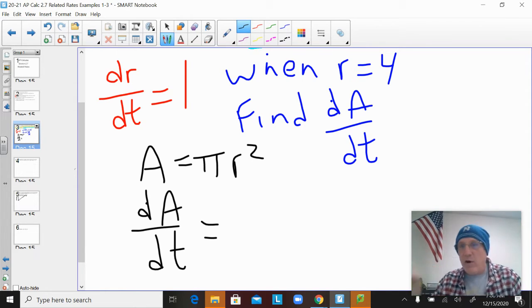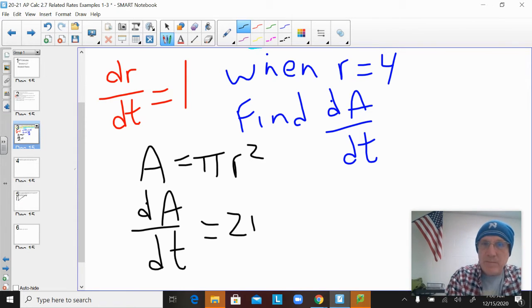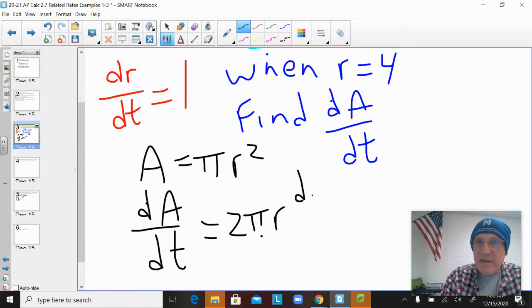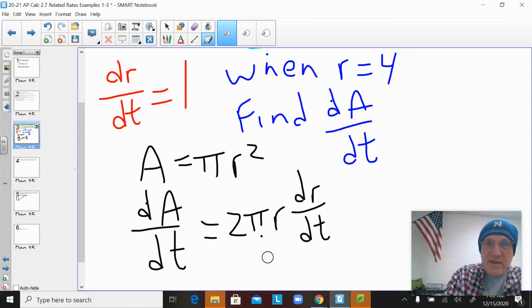And the derivative of pi r squared, remember pi is just a number. It's not a variable. We don't have to use the product rule on this right side. Pi is just a number, so I can move the 2 out front. It becomes 2 pi, and then r to the first power, and then times dr/dt. We took the derivative of this function with respect to time.